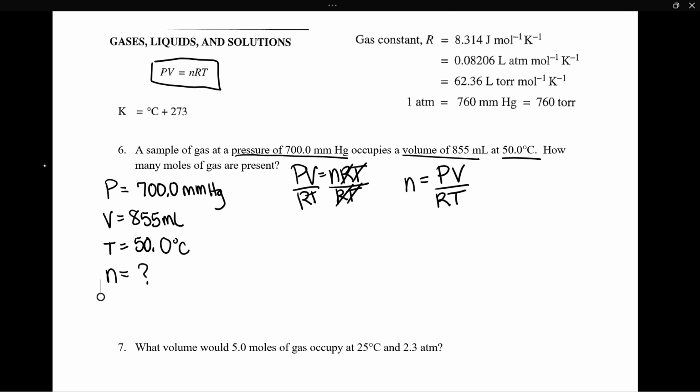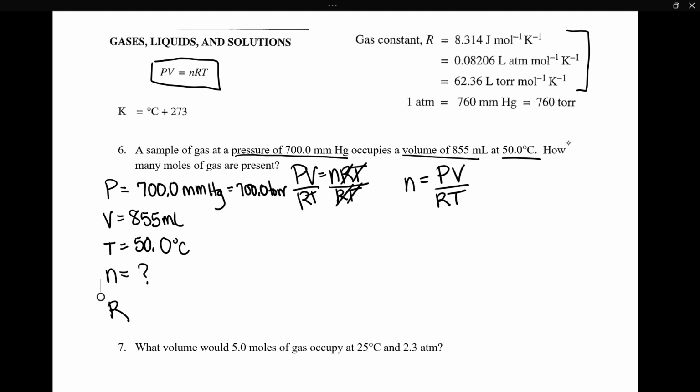Notice I haven't identified R yet, so let's figure out what R is. Look on your equation sheet, there are 3 different values of R given. What we want to do is choose the R value whose units match the pressure that we're given. So we're given millimeters mercury. None of these R values have millimeters mercury in them, but notice right here, in this little conversion, it looks like a millimeter of mercury is the same as a torr. Those two things are equivalent. So if we say 700 millimeters mercury, that means it's 700 torr.